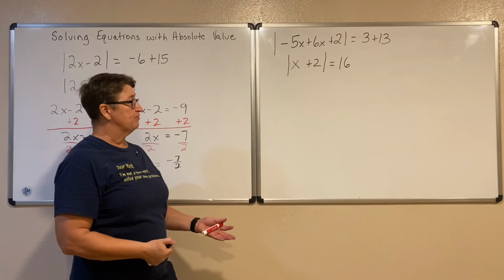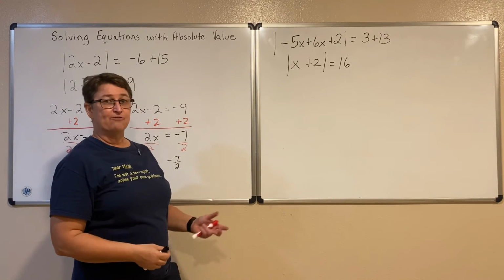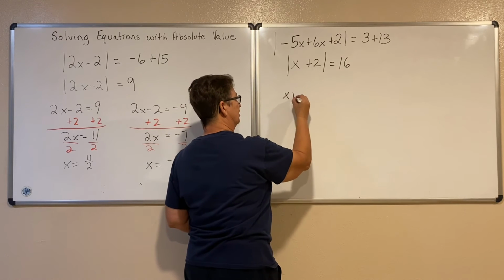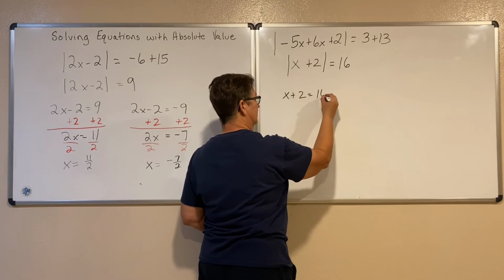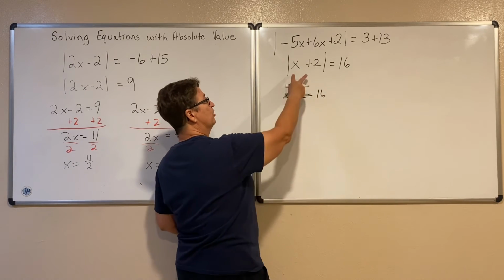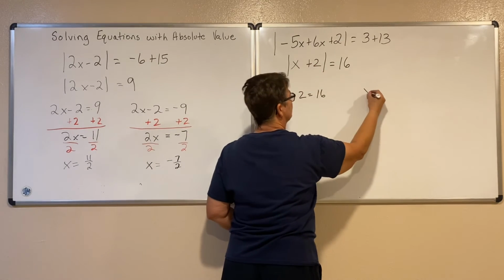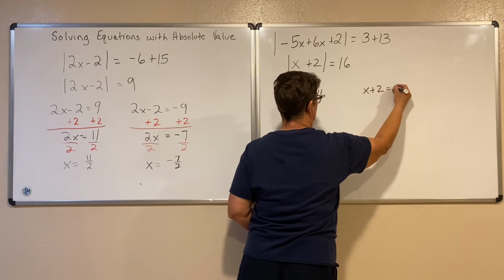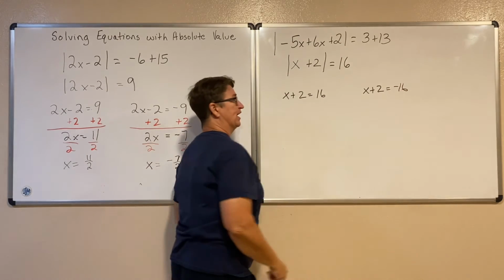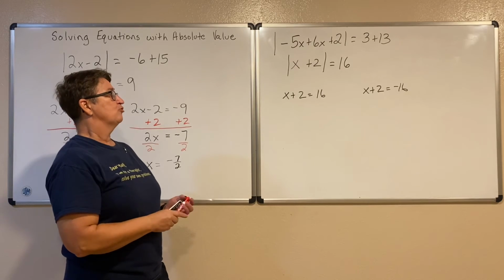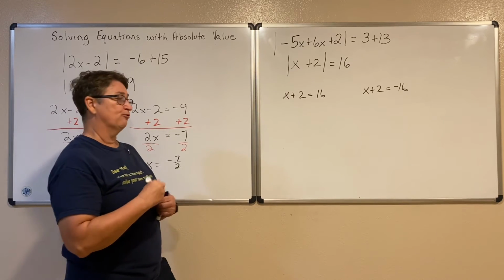Once I've simplified, then I just have to remember that inside this absolute value could be equal to a positive 16. But it would also be true if this value in here was equal to negative 16, because the absolute value of negative 16 is still 16. So I need to set it up with two different equations.